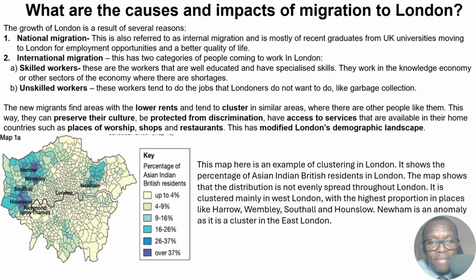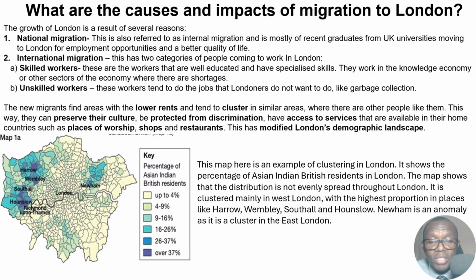We also have a second category of international migration, and that is of unskilled workers. These workers tend to do the jobs that Londoners might not want to do. So jobs like garbage collection, for example, are jobs that these unskilled workers would do in London. So what are the impacts then of that migration to London?